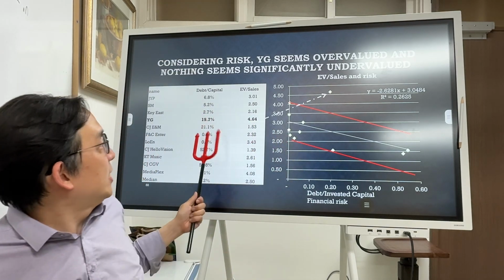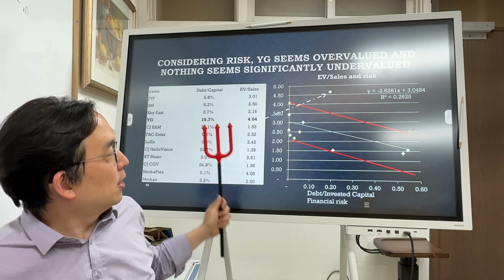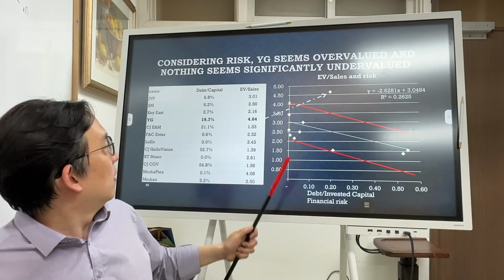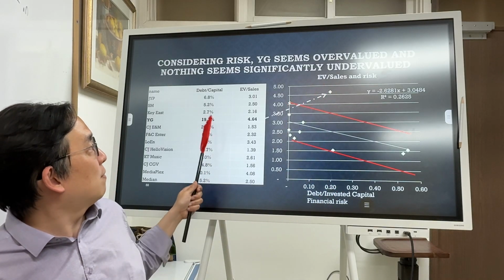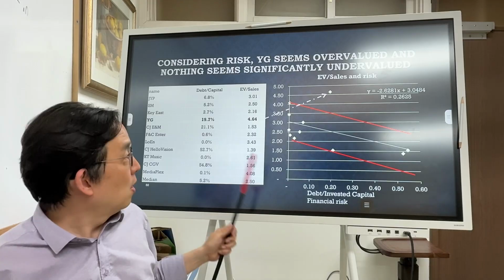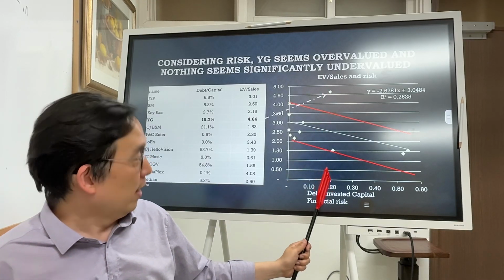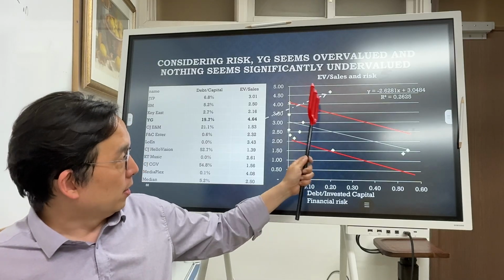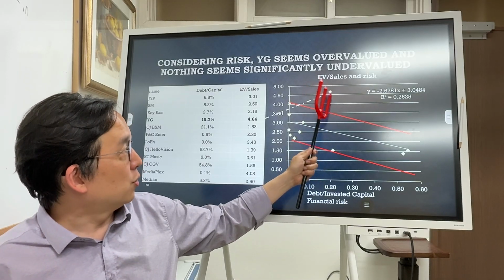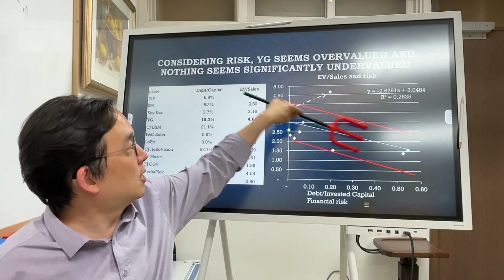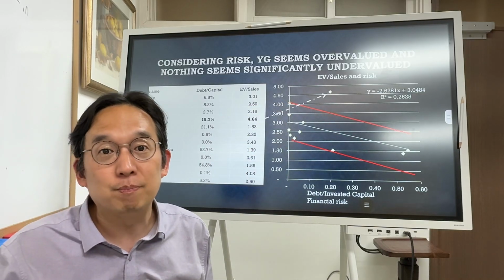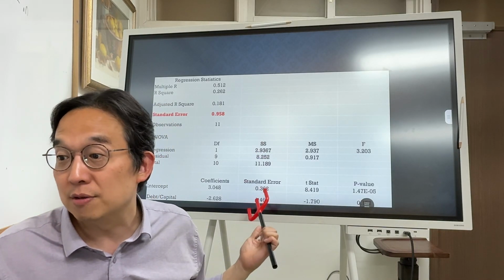Now, our YG Entertainment, where is it? It is located over here. Okay, 19.7% debt to capital ratio, or risk level over here, and then the EV to sales ratio over there, and then this is the one standard error bound, plus and minus, based on the regression result.